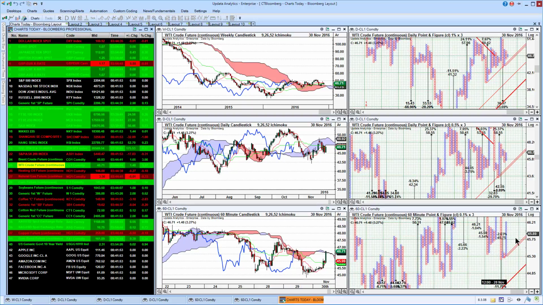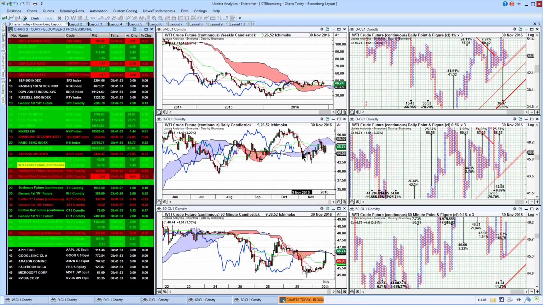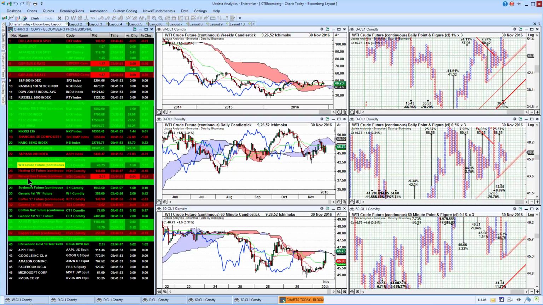Not clear where the upside targets are on these short-term charts, but just holding the bullish position. So a lot hanging off this meeting, a lot of uncertainty showing through.